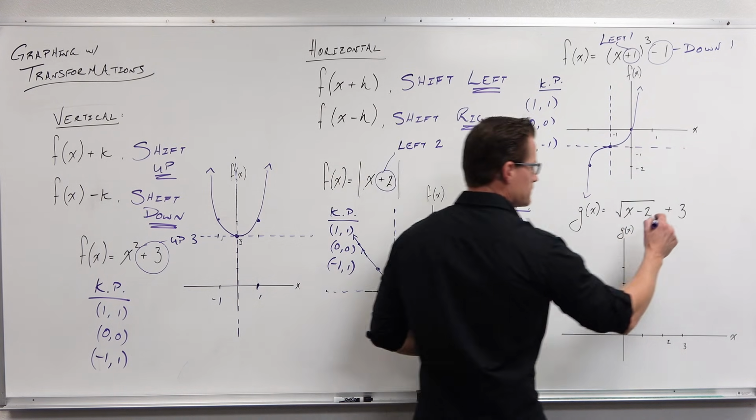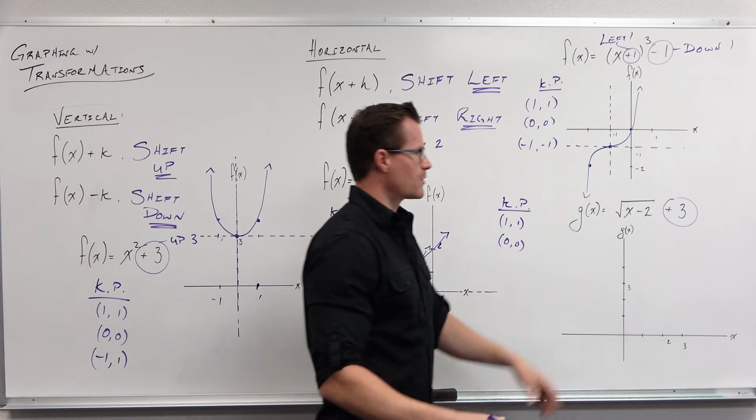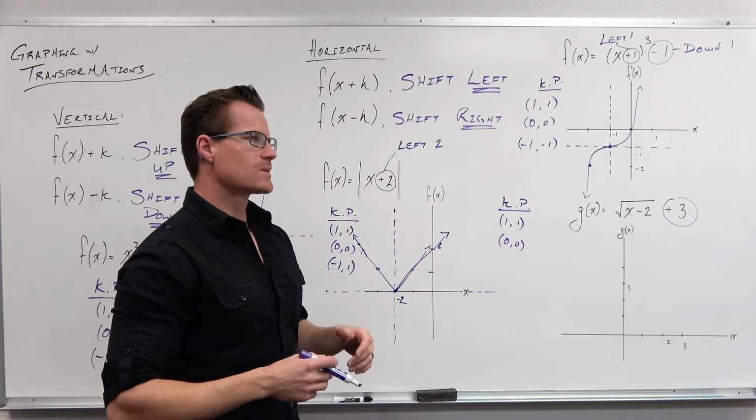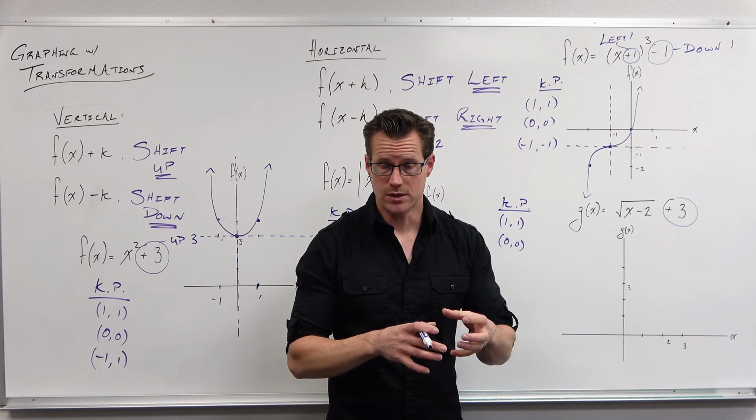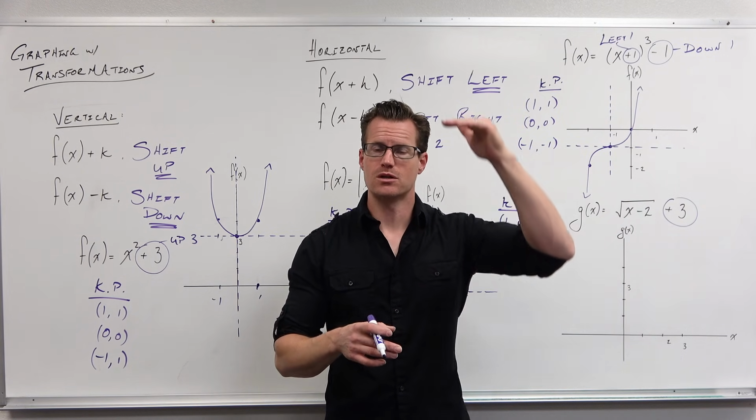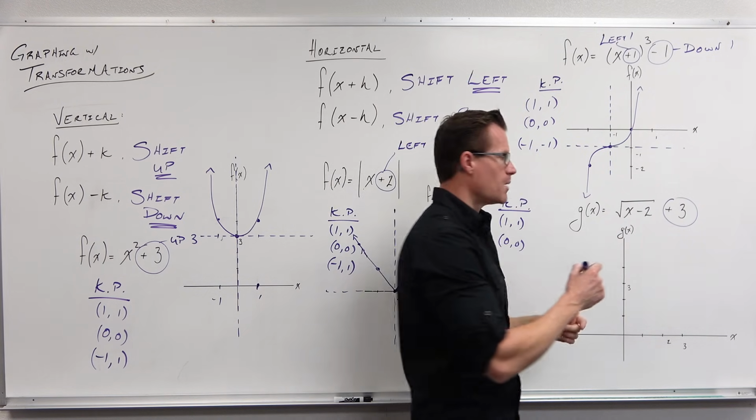So the plus 3. What's happening with that? I go from the outside in. The plus 3 says that I would take after my function and affect the outputs by adding 3. Adding 3 is going to move my outputs up. So that's a shift up 3.